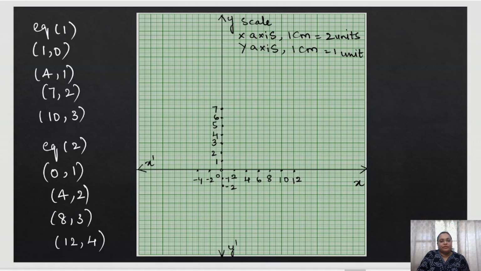So the first point from the first equation is 1 and 0. 1 on the x-axis, 0 on the y-axis, which is here. The next one is 4 and 1. 4 on the x-axis, 1 on the y-axis, which is this one. The next one is 7 and 2. 7 on the x-axis, 2 on the y-axis, which is here. The next one is 10 and 3. 10 on the x-axis, 3 on the y-axis, which is this one. Now let us join these points.